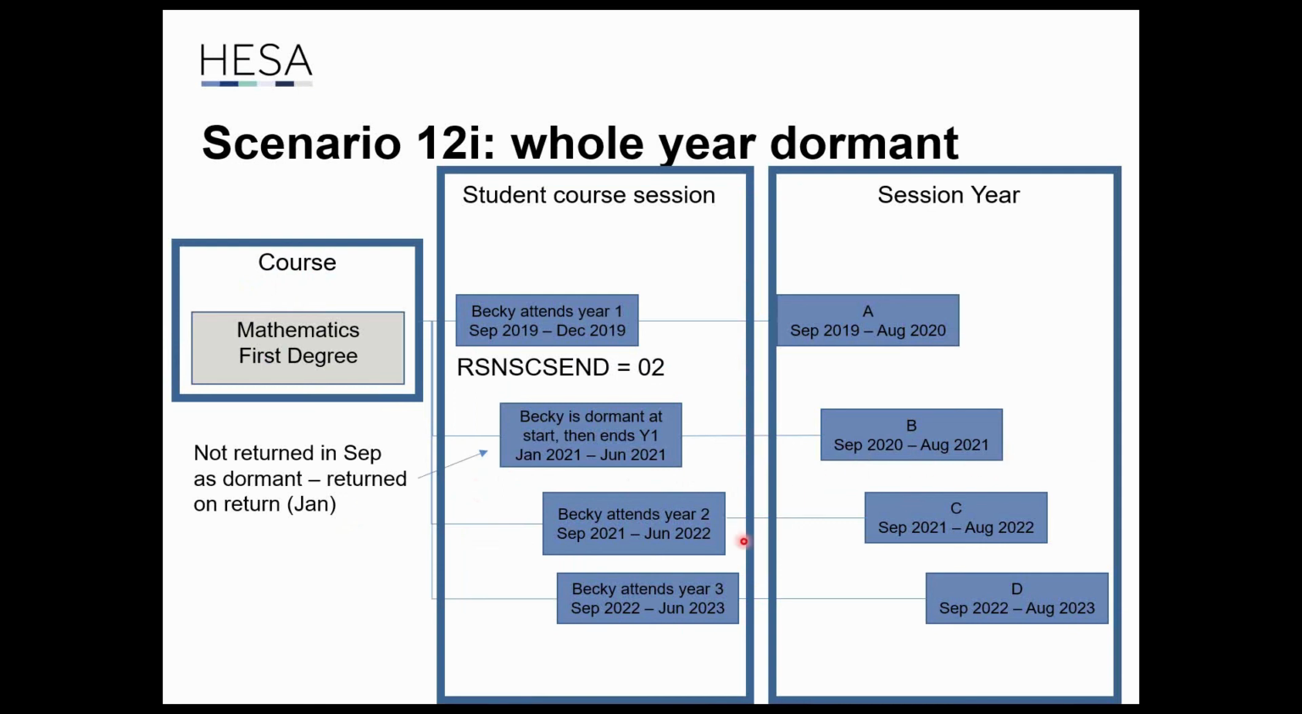And then in her year 2 and year 3 of study, it looks the same as everyone else, session year C and D. So it doesn't look very different on the face of it, but because of the different flags we've got here and the fact that we can see the data is quite a lot later, we can tell that that is what she's done. She's gone dormant and then she's come back in January and carried on with her study.